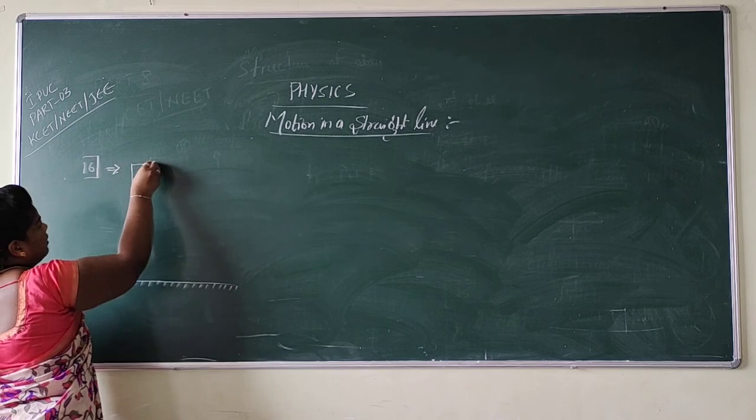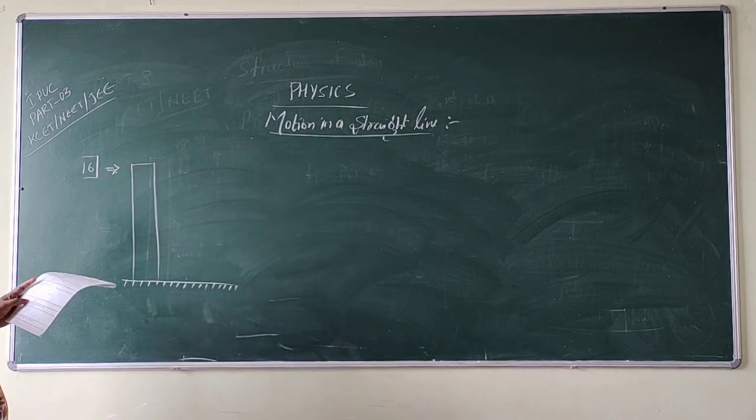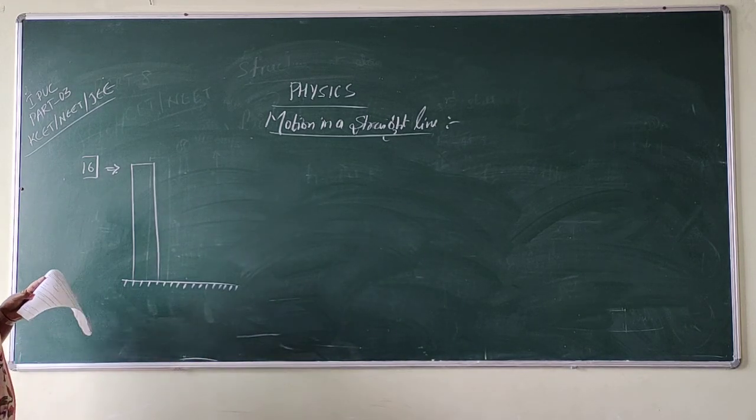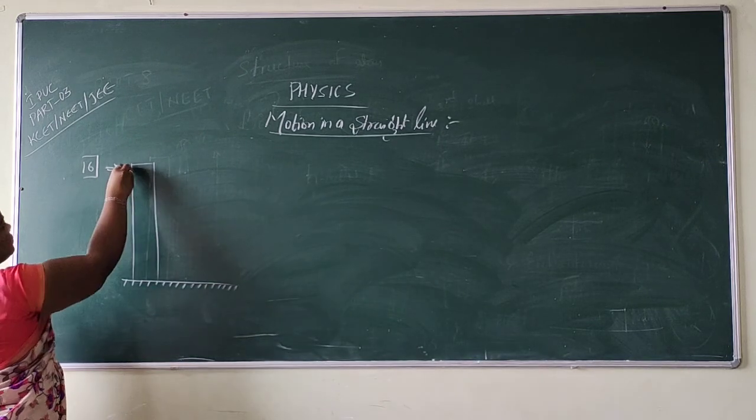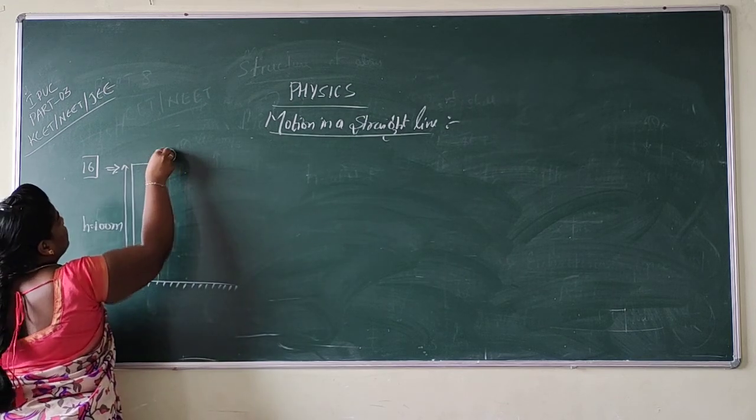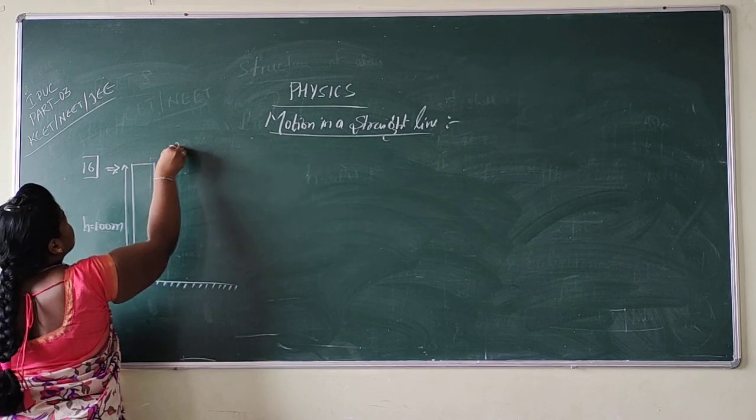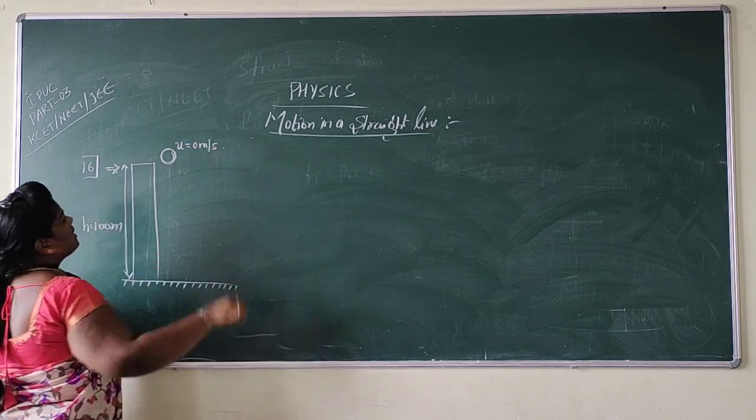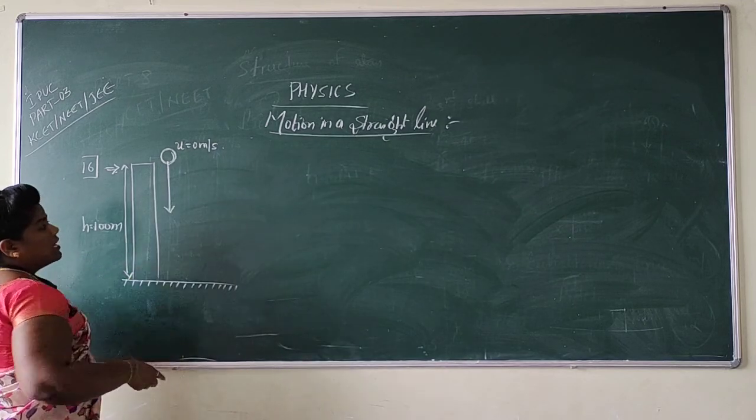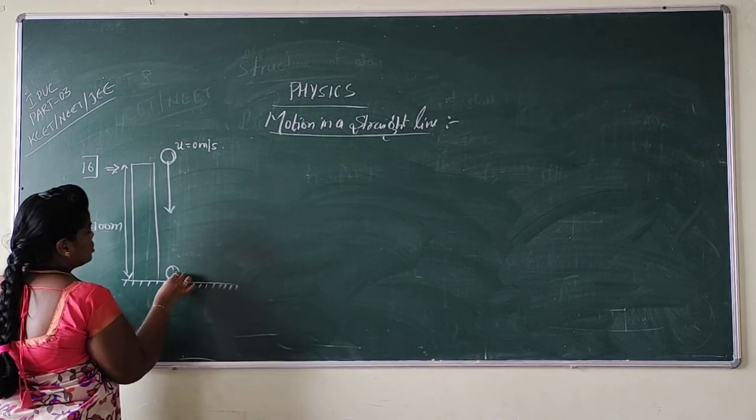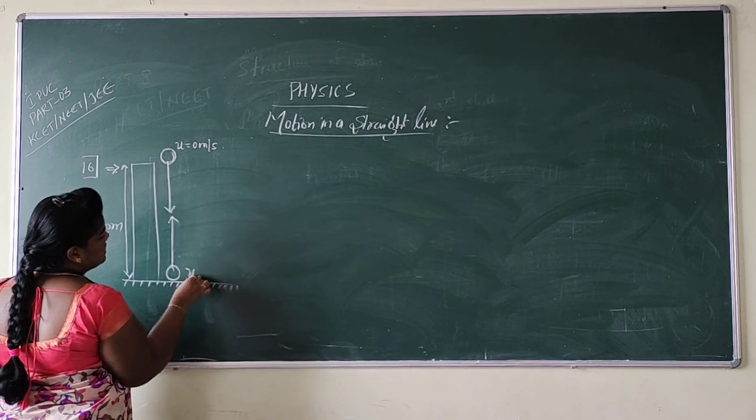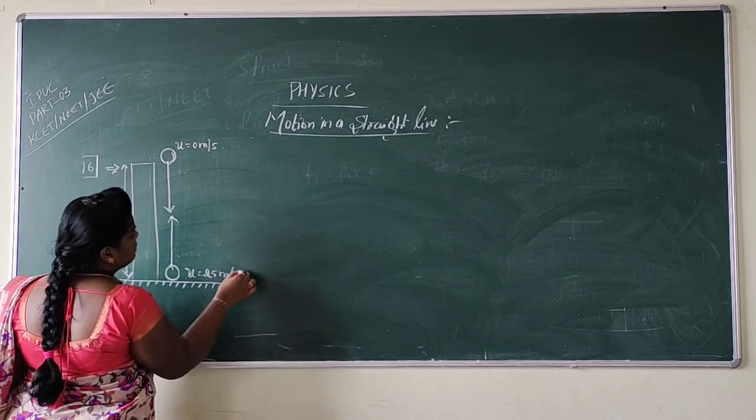So I am just going to draw a tower here. What is given? A stone is allowed to fall from the top of a tower 100 meter high. The height of the tower is 100 meter. From the top of the tower, a stone is allowed to fall, whereas at the highest position the initial velocity is always 0. Similarly, at the same time, another stone is thrown vertically upwards with a velocity of 25 meter per second.